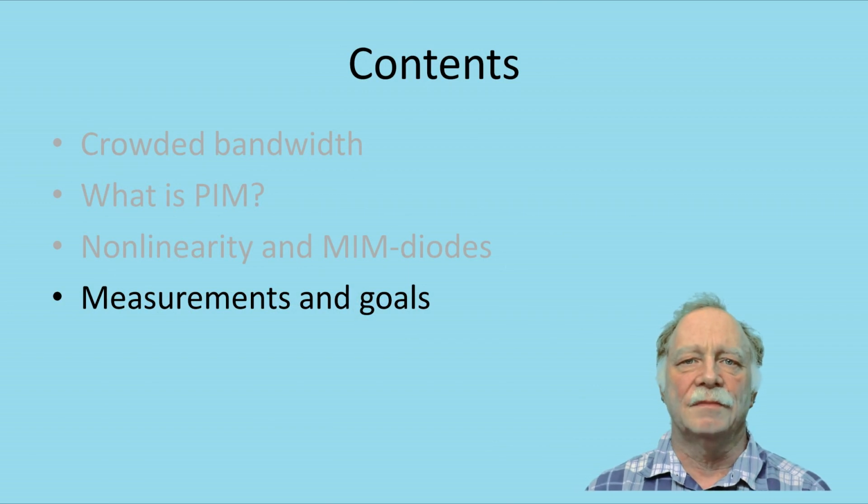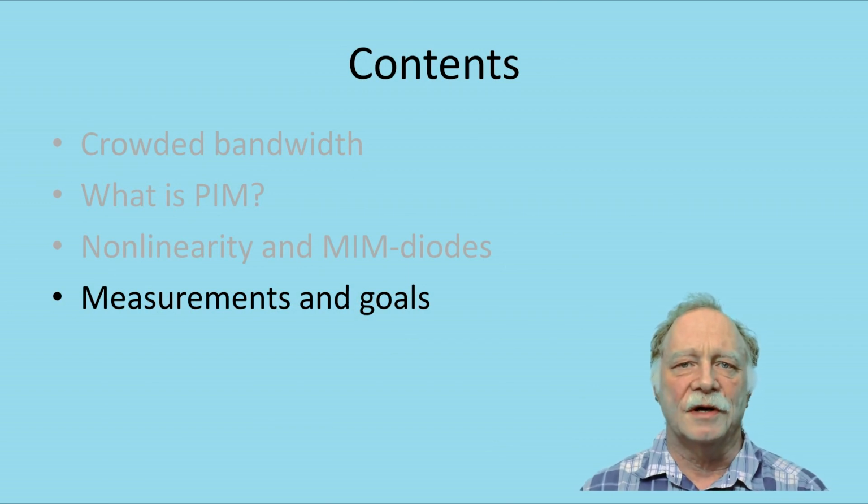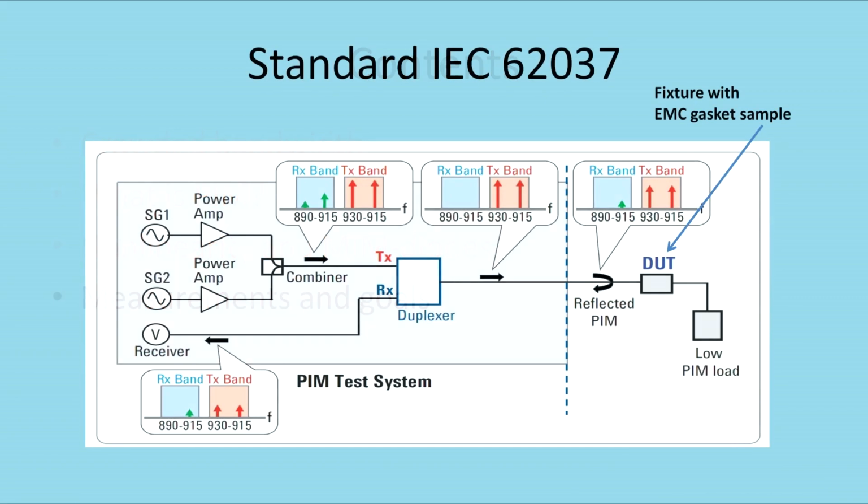Finally, how can PIM be measured and what are our goals in this area? There is a standard, IEC 62037, for measuring PIM. The test system basically mimics the situation in a base station or a cell phone. Two strong transmitters deliver signals to the device under test, the DUT. Intermodulation products generated in the DUT are reflected back to the receiver where the amplitude is measured. The DUT is commonly a connector, a coaxial cable, or a filter.